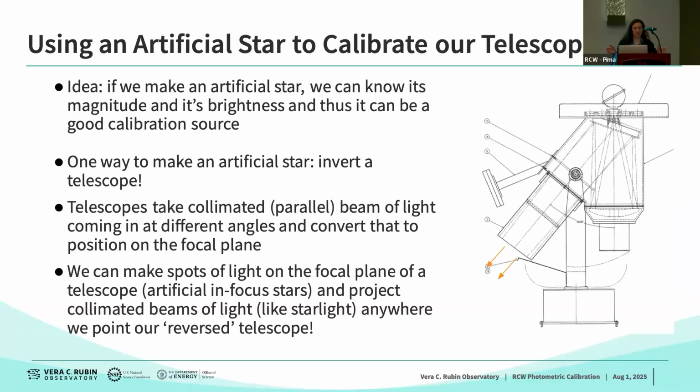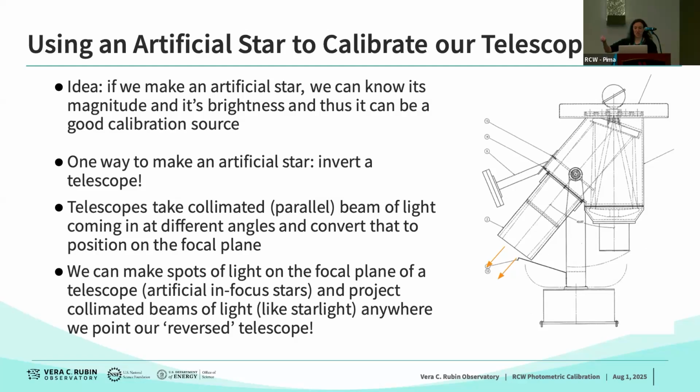The idea with the collimated beam projector is that if we can make an artificial star, we could know its magnitude or brightness and its color, and thus it can be a good calibration source. One way to make an artificial star is to invert a telescope, because telescopes take collimated parallel beams of light coming in at different angles.